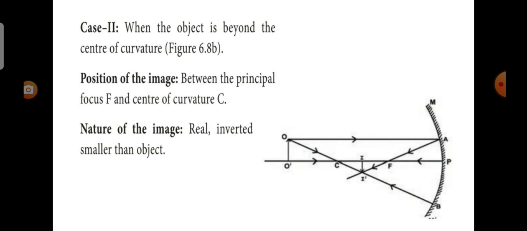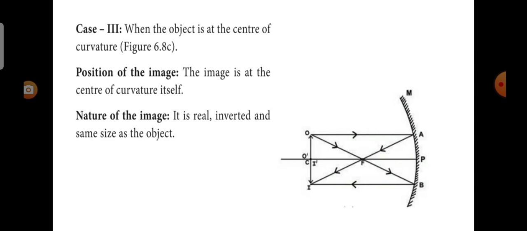In the next case, when the object is beyond the center of the curvature, the position of the image is between the principal focus F and the center of the curvature C. Nature of the image is real, inverted and smaller than the object. In the next case, when the object is at the center of the curvature, the position of the image is at the center of the curvature itself, and the nature of the image is real, inverted and the same size as the object.